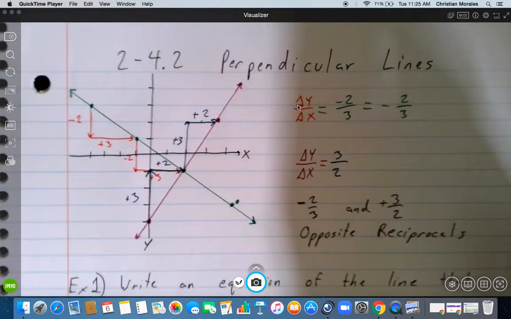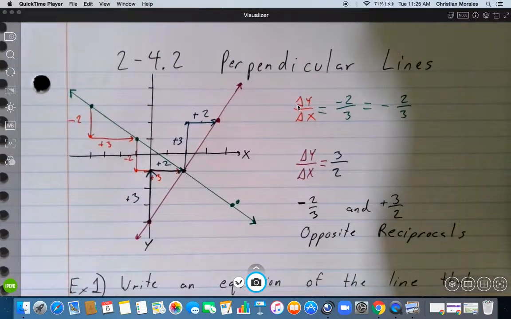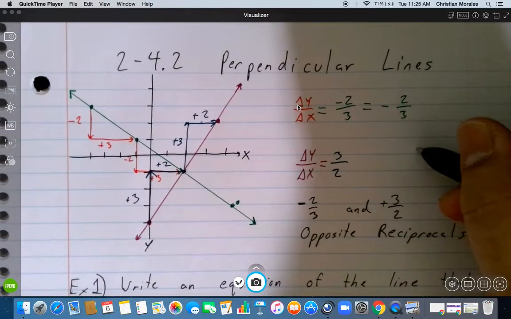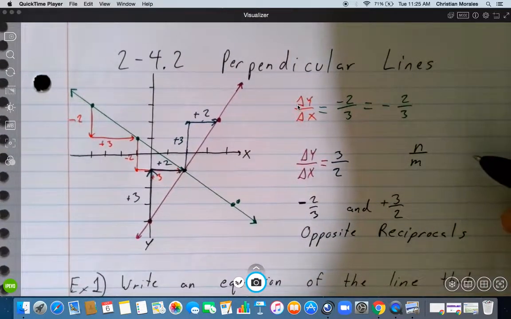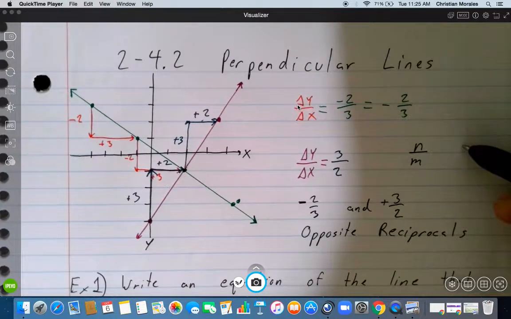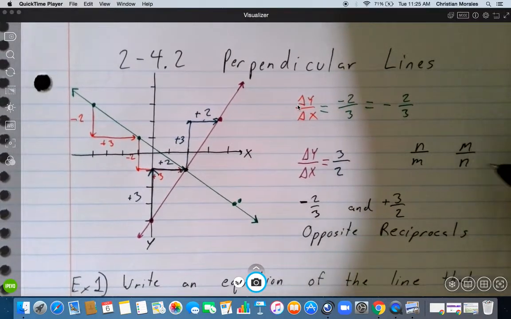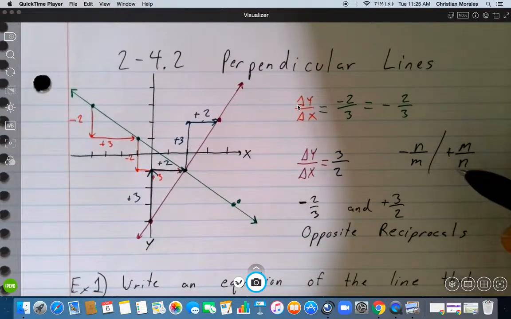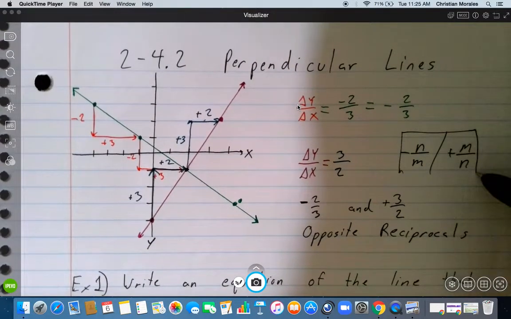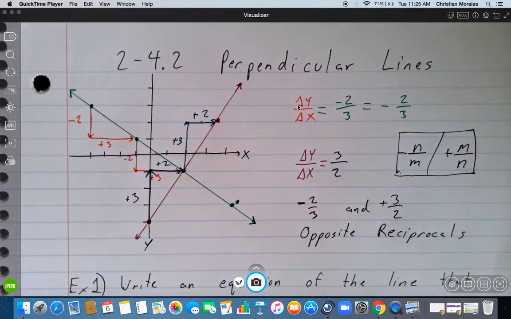So basically, no matter what numbers you have, you're going to have a number on top and another number on the bottom. But when they're perpendicular, they flip, and one of them will be negative and the other one will be positive. So you'll see this kind of relationship, opposite reciprocals, whenever you see perpendicular. So that's how you prove it.